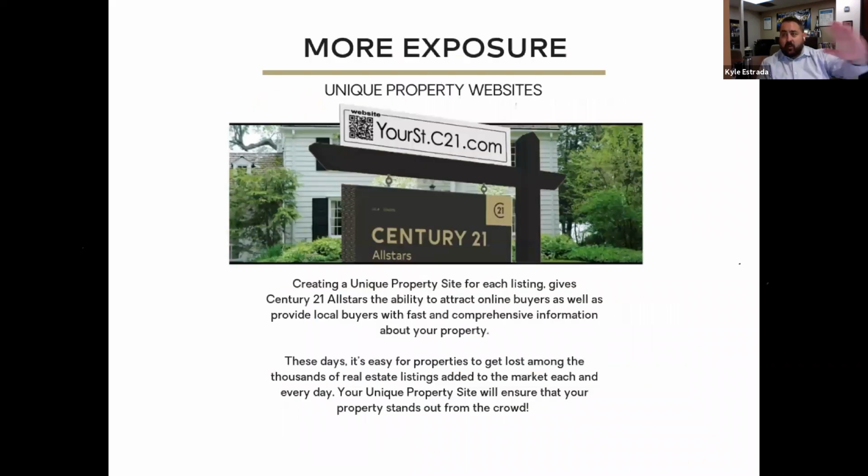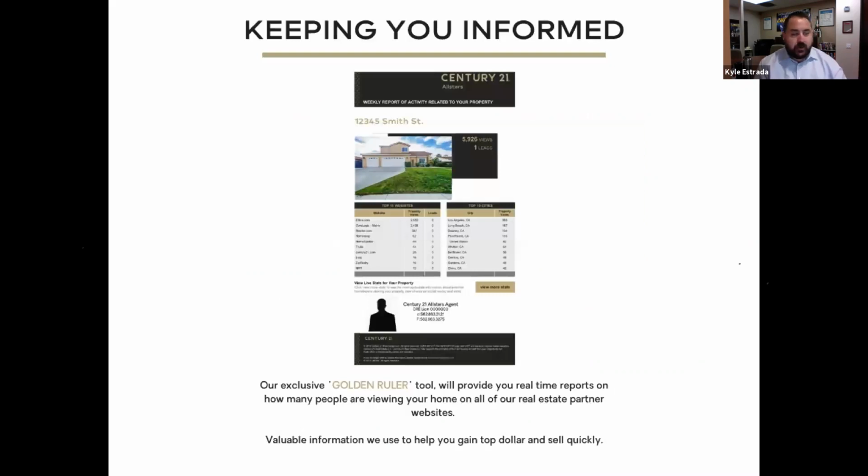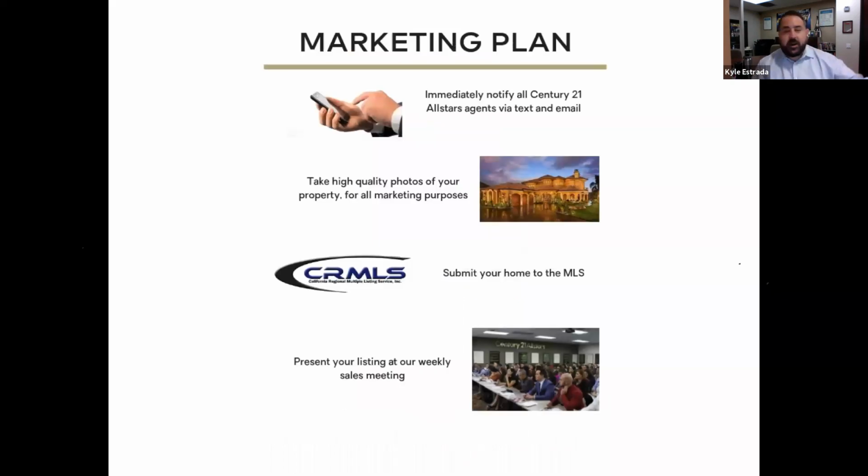This now talks about what we talked about last week, which is the unique property website. So we can tell them that we're going to create a website just specifically for their home to help exposure on their home. More exposure means more chances of buyers' eyes seeing it and better offers. Here's a copy of what the Golden Ruler report is going to look like, which we talked about last week. So you can show them this is how we're going to communicate with you. You can get a report every week to see how your home is doing on the internet, how many views it's getting.